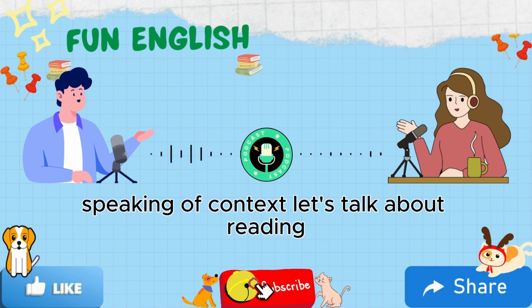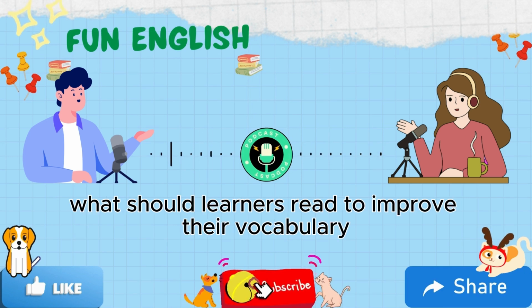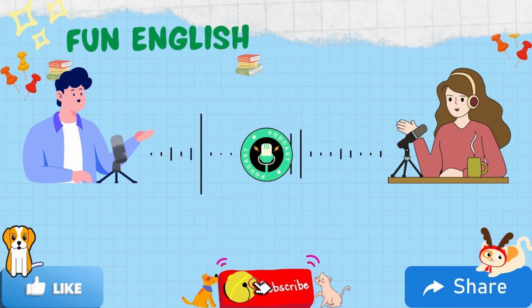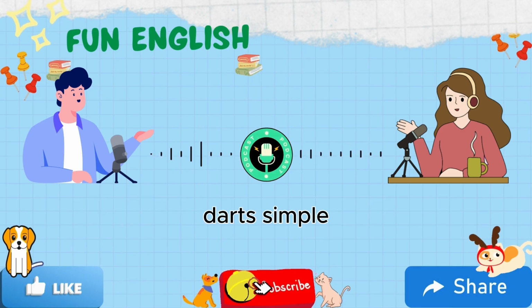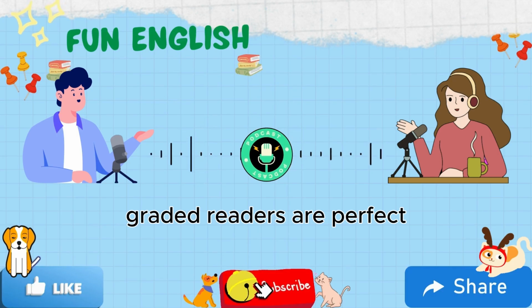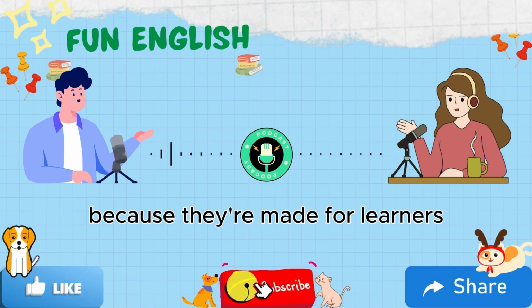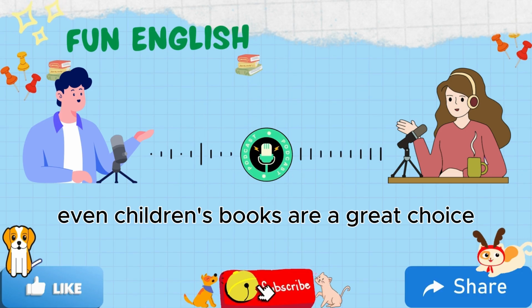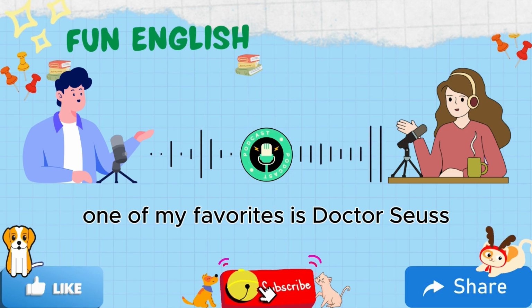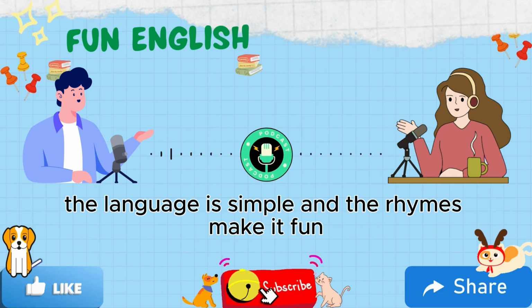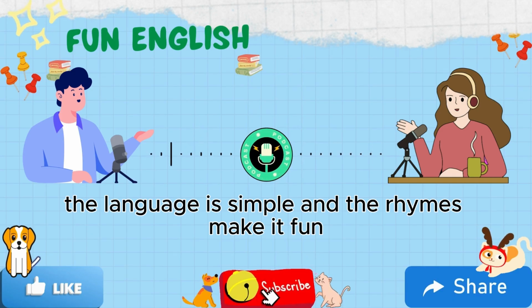Speaking of context, let's talk about reading. What should learners read to improve their vocabulary? Start simple. Don't try to read difficult books right away. Graded readers are perfect because they're made for learners. Even children's books are a great choice. One of my favorites is Dr. Seuss. The language is simple, and the rhymes make it fun.